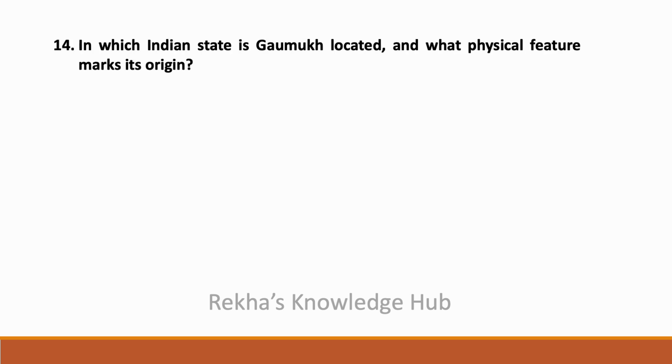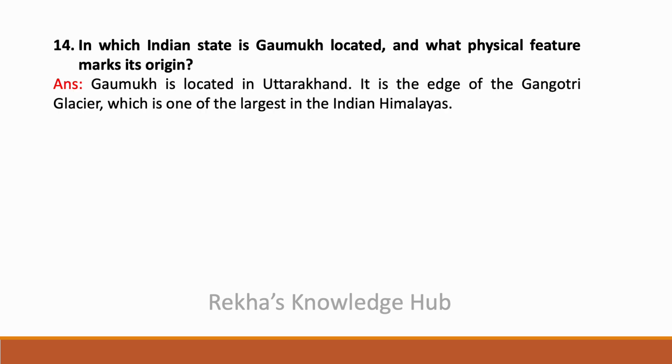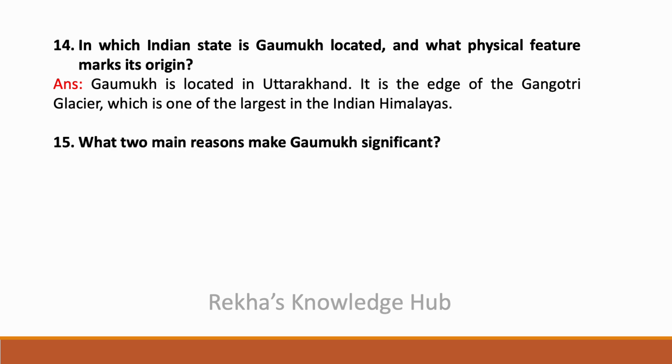In which Indian state is Gomukh located and what physical feature marks its origin? Gomukh is located in Uttarakhand. It is the edge of the Gangotri Glacier, which is one of the largest in the Indian Himalayas.